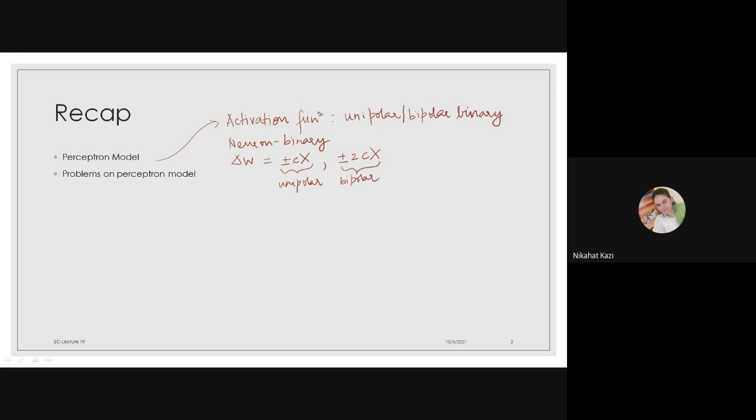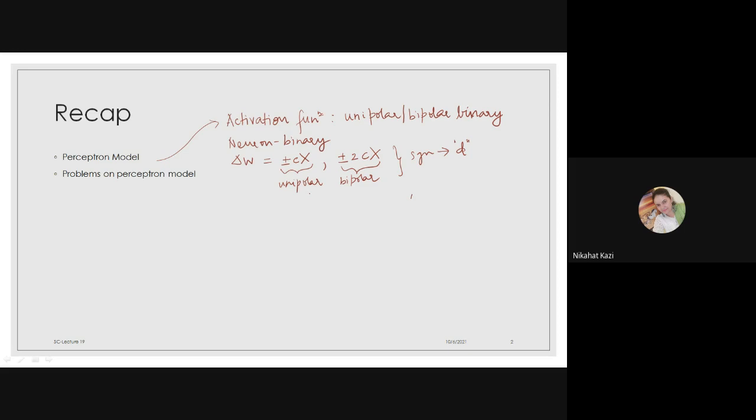And how do you decide whether you use plus or minus? It depends on the desired output. Correct. So the sign is dependent on D, the desired output. If D is plus 1, then, and of course, the weight update will be done only when D and O mismatch. Only if the network has predicted something wrong will you update the weights. Otherwise, it will be 0.